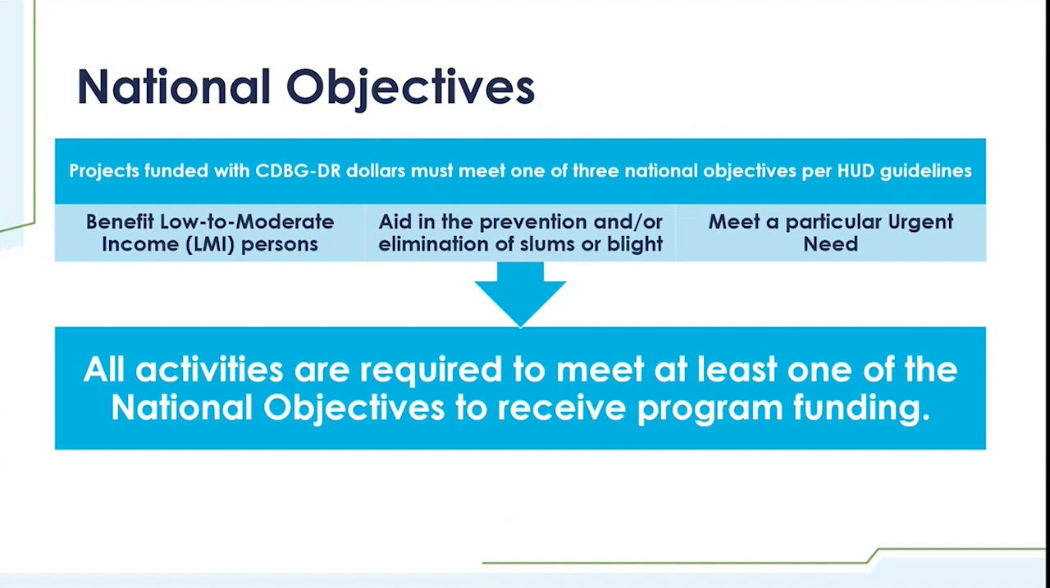So all projects that are funded with CDBG dollars must meet one of the three national objectives. Okay, and those three national objectives are benefit to low and moderate income persons, also known as LMI. The second one is activities that aid in the prevention and or elimination of slum or blight. And the third is those that meet a particular urgent need. Okay, so again, just to reiterate, all activities must meet at least one of those national objectives.